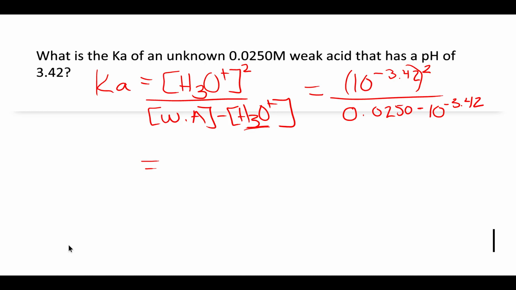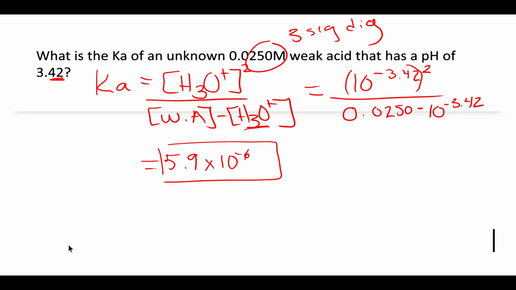We'll want to keep 2 significant digits because this one has 3 sig digs. When you're looking at the pH, only the digits to the right of the decimal are significant, so that has a significance of 2. We will see our answer is 5.9 times 10 to the negative 6. Equilibrium constants have no units, so that would be your final answer.